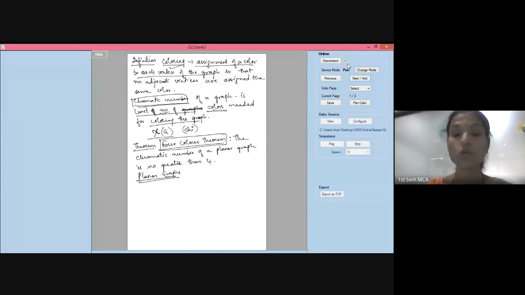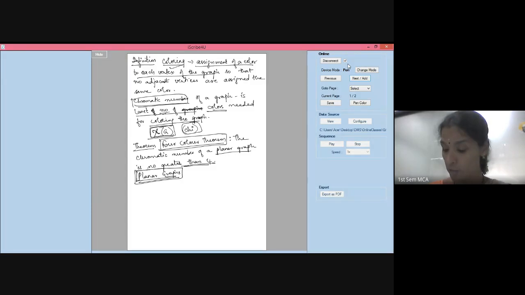Next, we saw what the chromatic number of a graph is. Chromatic number of a graph means the least number of colors, the minimum, that is required in order to color a particular graph. We call it chi of G, similar to chi-square. You can call it chi of G, the chromatic number of the graph. Next, we saw the four-color theorem. For any planar graph, the chromatic number will not be more than 4. It applies only to planar graphs, not to non-planar graphs.